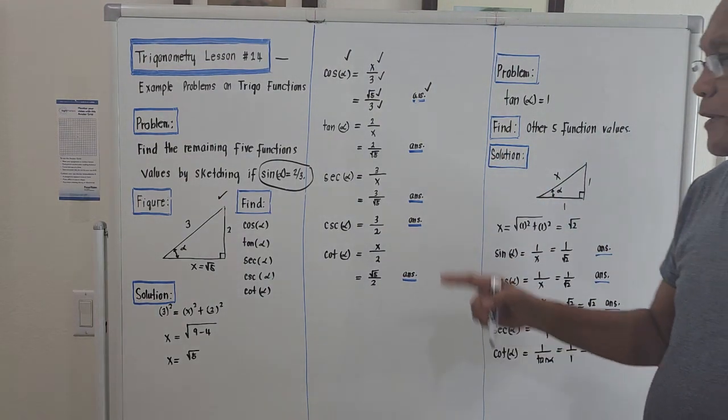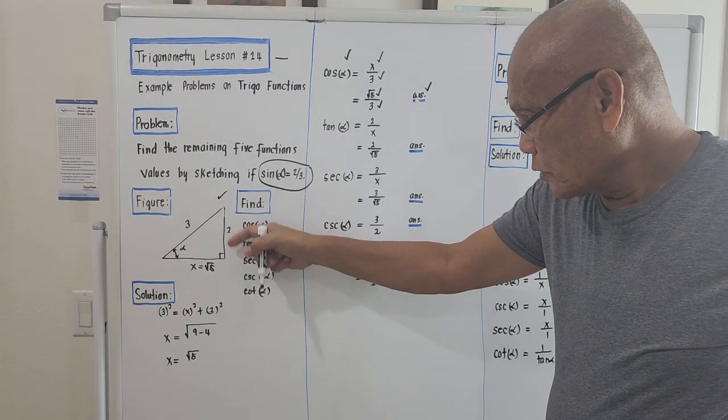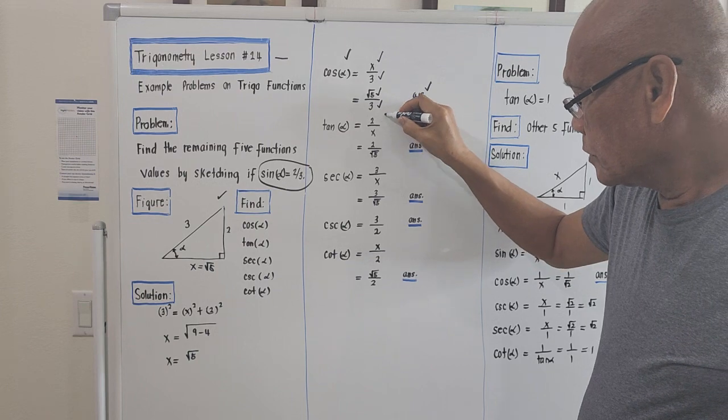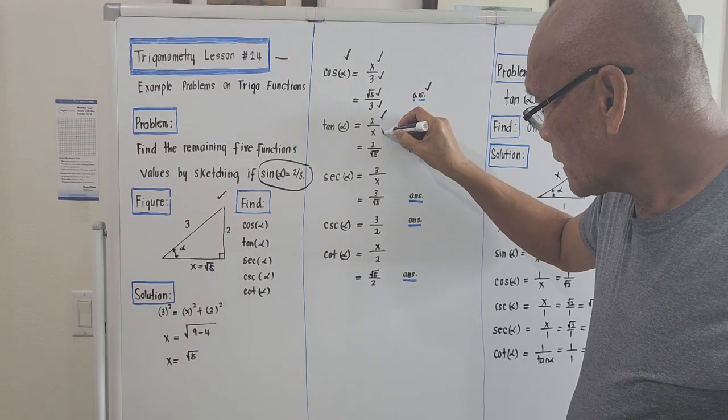For tangent of alpha, by definition, tangent of any acute angle is actually opposite over adjacent. The opposite is 2. The adjacent as per computation is x.